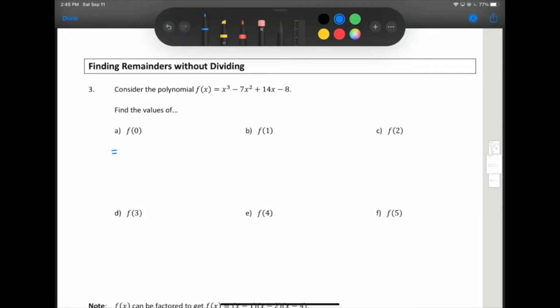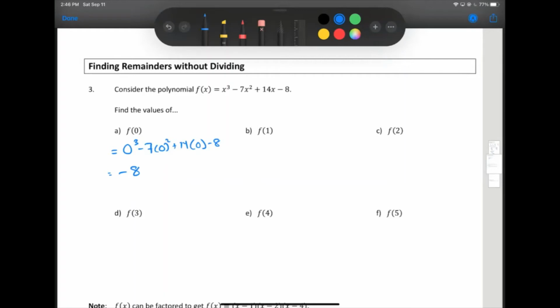Okay, so f at 0 equals 0 cubed. Oops, that should be a minus. 0 cubed minus 7 times 0 squared, plus 14 times 0 minus 8. And I think you can probably see that that's just going to be minus 8. Why we're doing this, I'm not going to tell you yet. You have to wait a second. But just bear with me. Right now, we're just going to plug in numbers and see what happens.